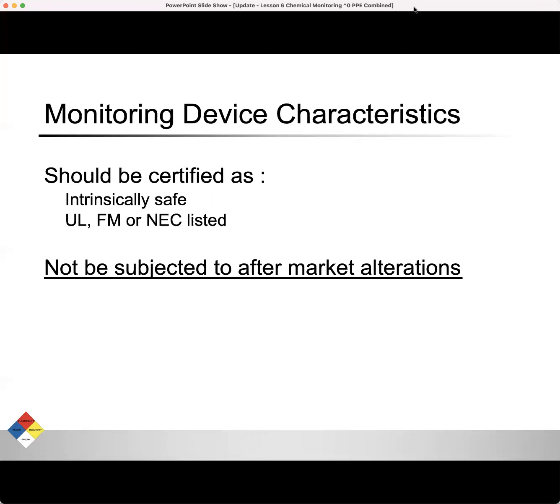So what are some characteristics of monitoring devices? When they're electronic devices, they need to be certified as intrinsically safe, which means they are not going to create a spark, which could cause a fire in a flammable atmosphere. They also should be listed by UL, FM, or NEC. Also, they should not be subjected to any aftermarket alterations. You don't add anything or take anything away from the monitor that the manufacturer doesn't approve.